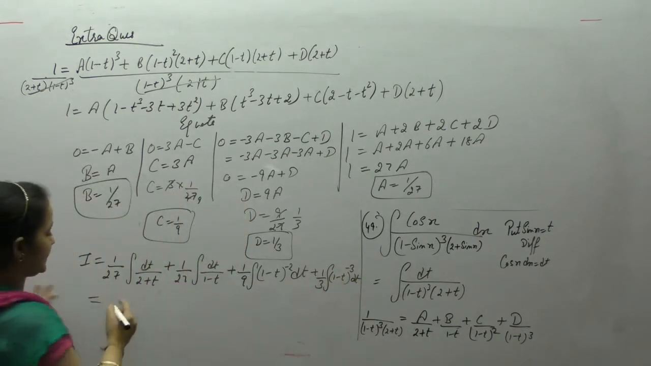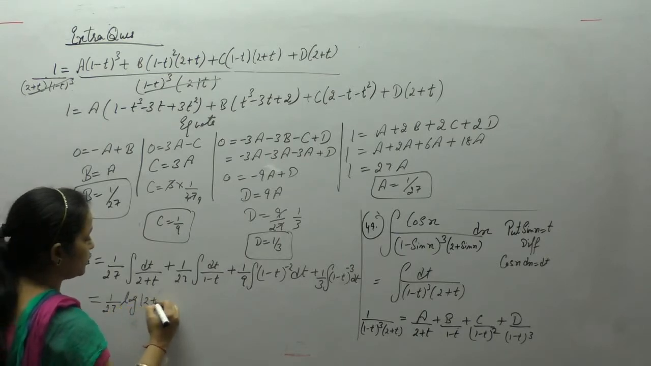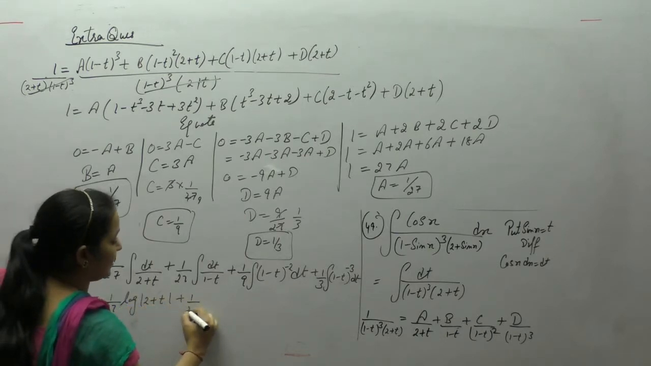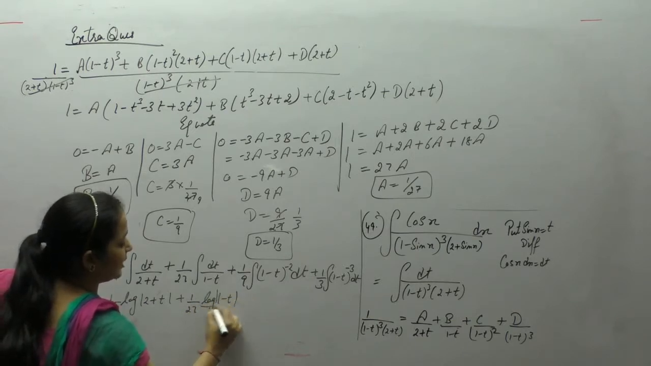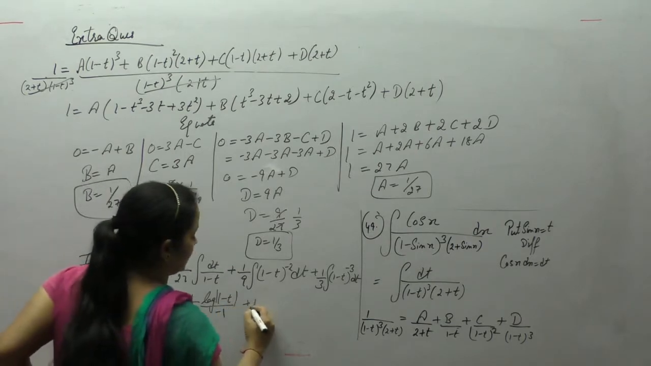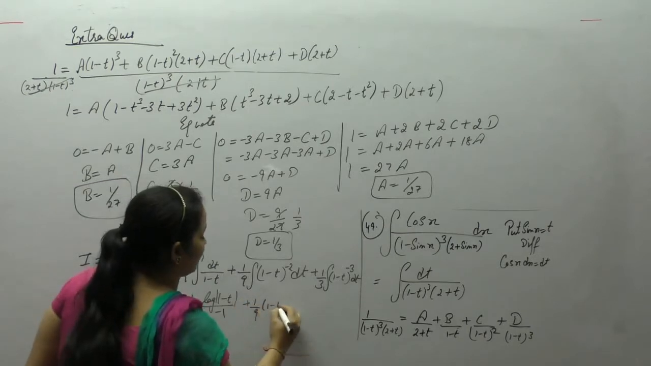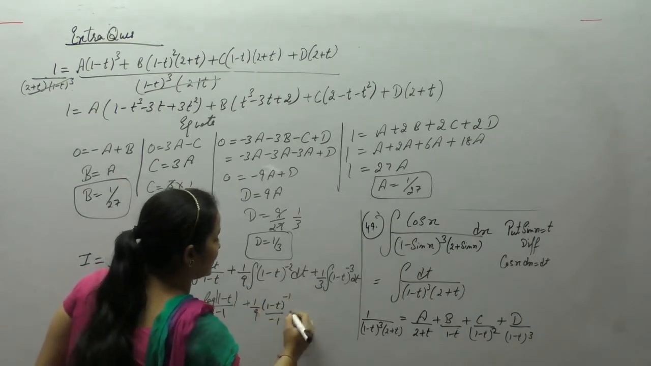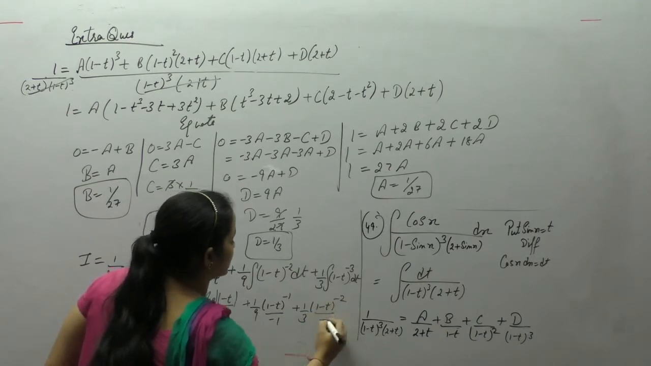Integral of 1 upon x is log x, so 1 upon 27 log of 2 plus t, 1 upon 27 log of 1 minus t, derivative of minus t is minus 1. x power n, x power n plus 1: minus 2 plus 1 is minus 1, and minus 3 plus 1 is minus 2.